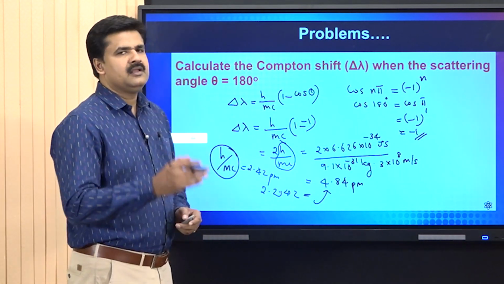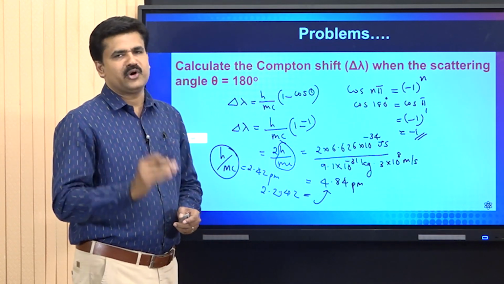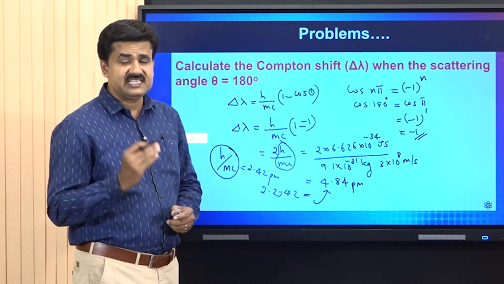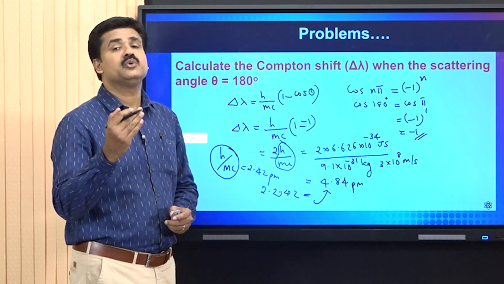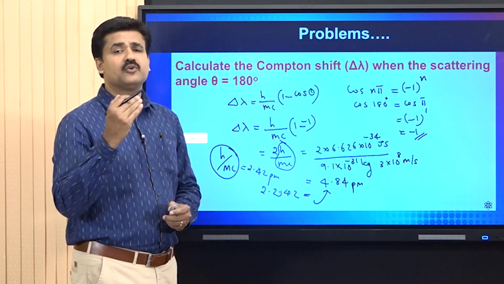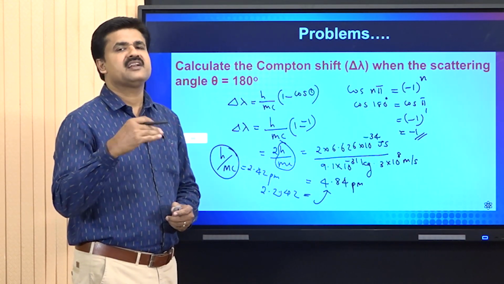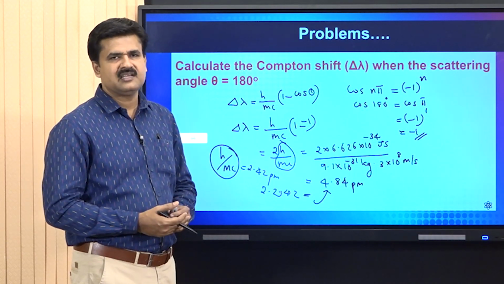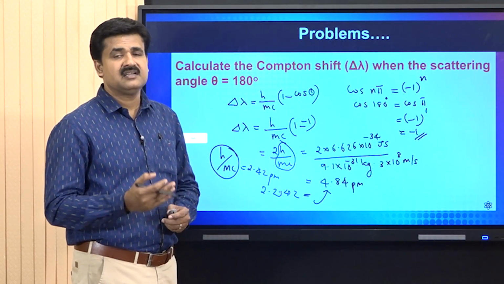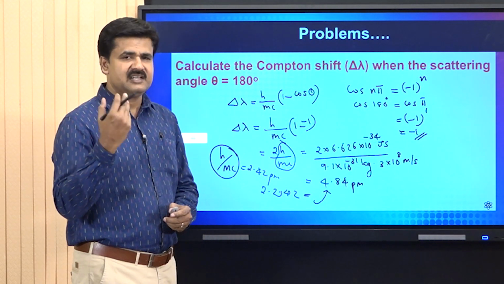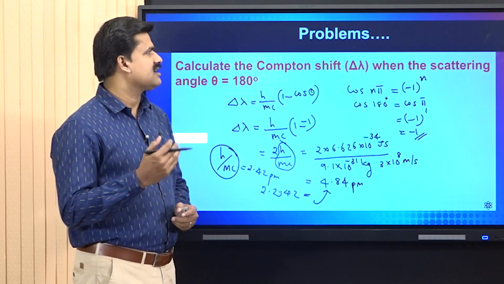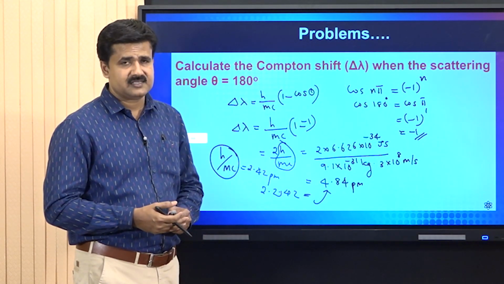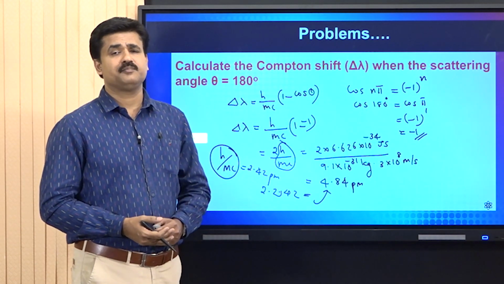Thus, in this module, we have discussed two important phenomena. The photoelectric effect, different equations and problems based on that, and the second effect, the Compton effect, different relations and problems connecting the Compton effect. That is all about the present module.